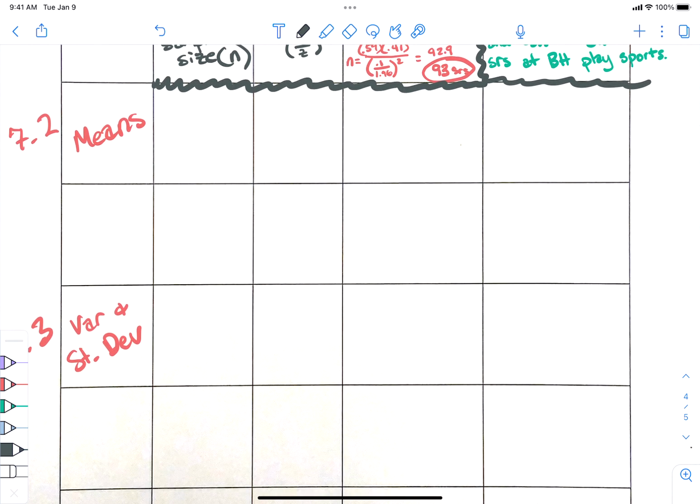Mean. All right, for mean, we need to know what n is. We need to know what s or sigma is. We can use those in the same spot. Okay, n, s, we need to know.